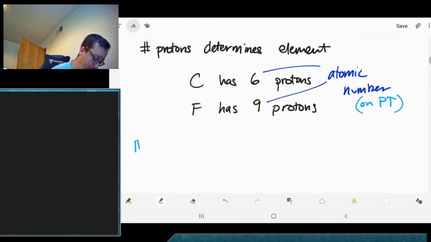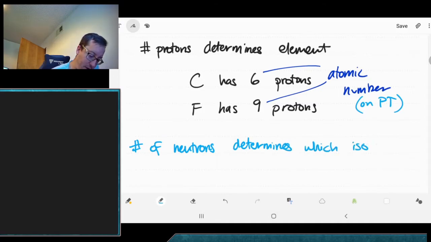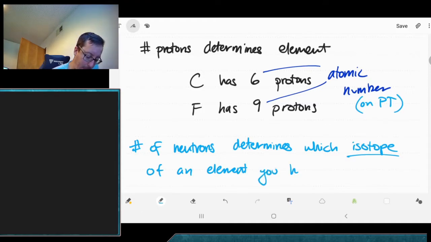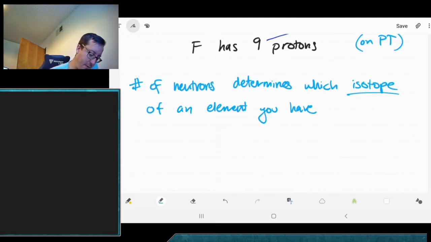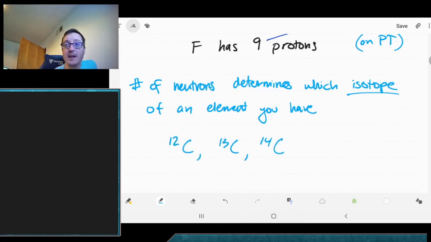We're going to see the number of neutrons will determine which isotope of an element you've got. So isotopes are atoms of the same element, but they have different numbers of neutrons. For example, carbon has 3 primary isotopes.